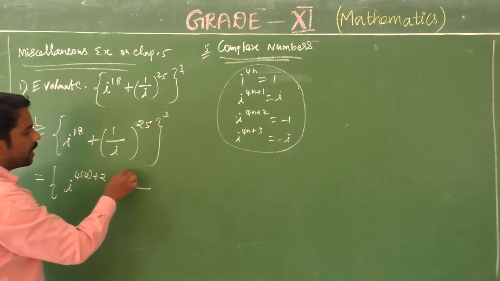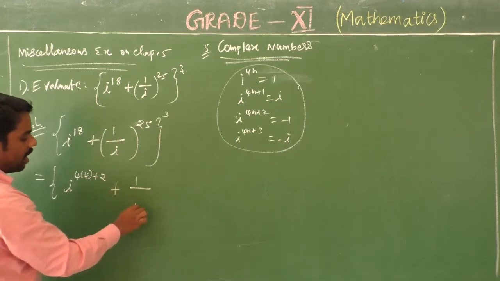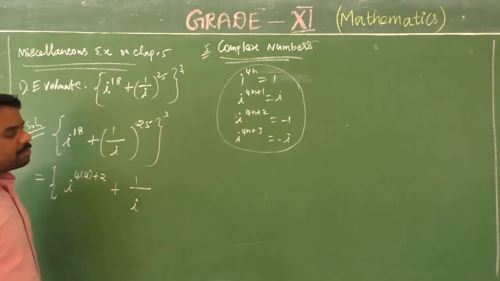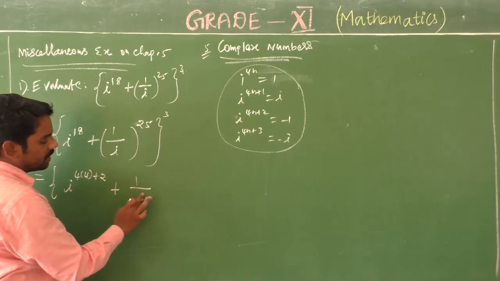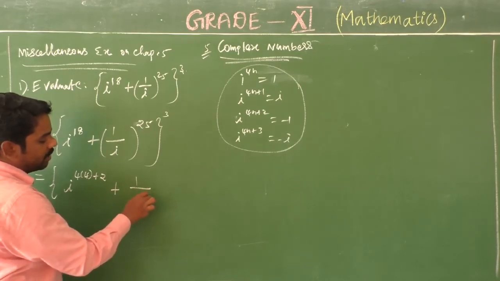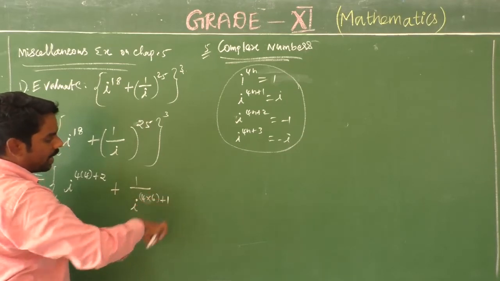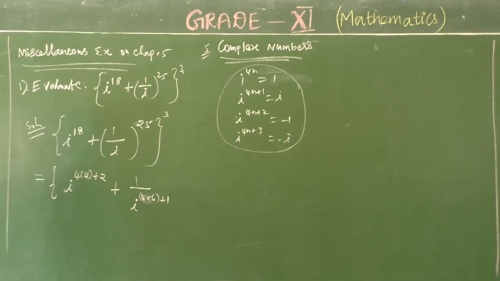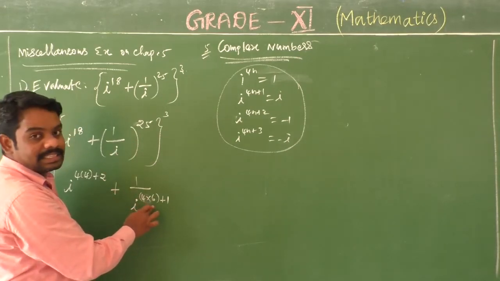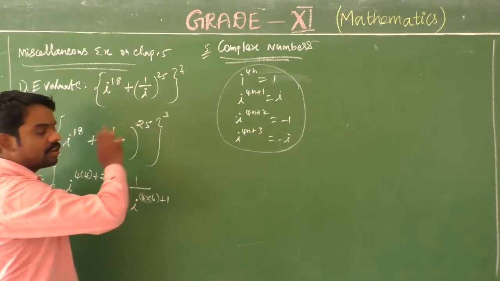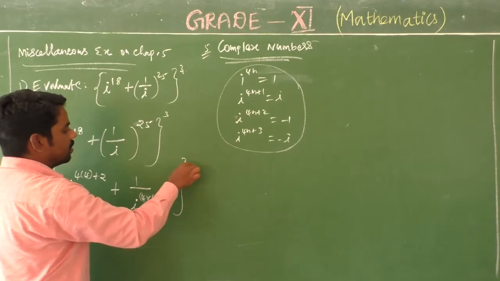Plus 1 divided by i^25. i^25 is written as i^(4 into 6 plus 1), because 4 sixes are 24, and 24 plus 1 is equal to 25. Whole power 3.